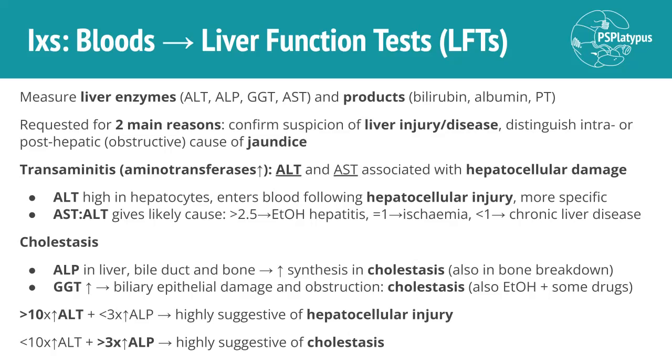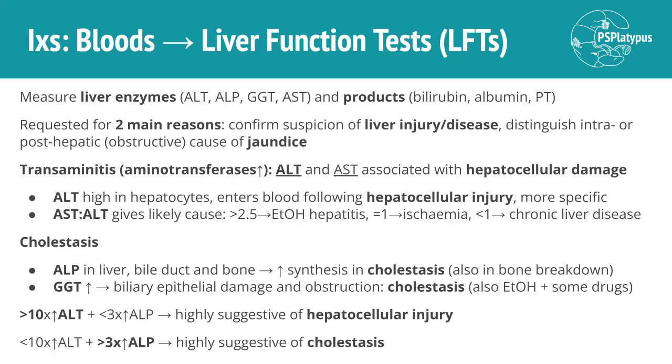So transaminitis is when your aminotransferases are increased. So that's your ALT and your AST. Now these enzymes, alanine aminotransferase and aspartate aminotransferase, I may have misnamed them. Those are associated with hepatocellular damage, so actual damage to the liver cells.